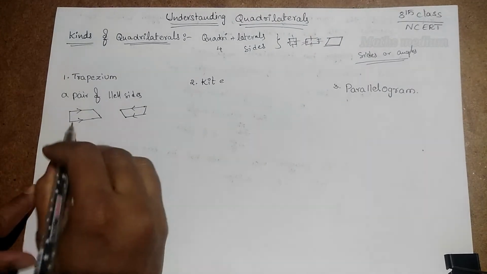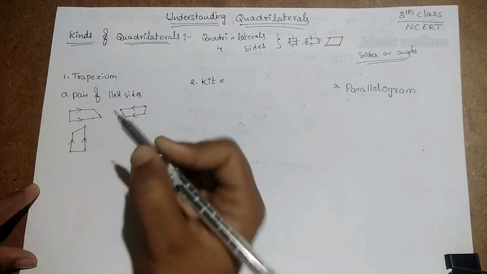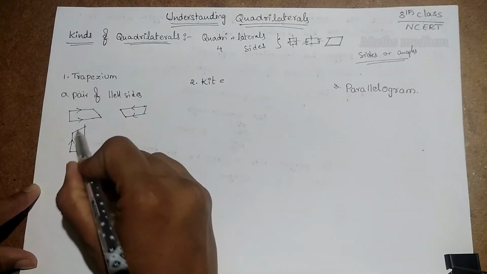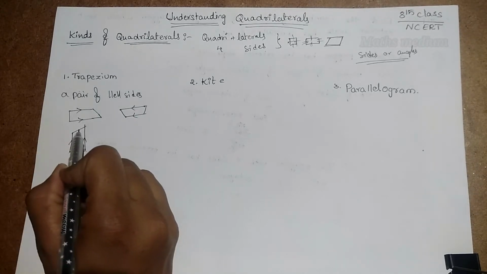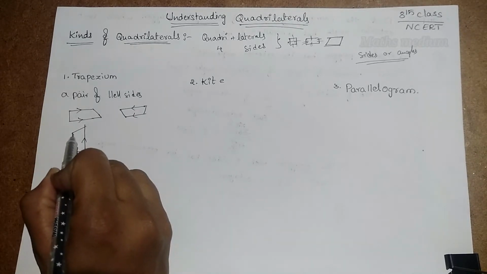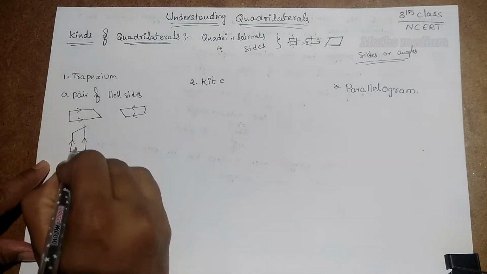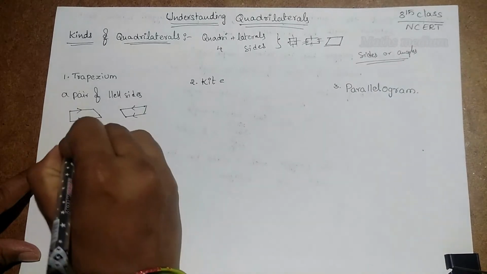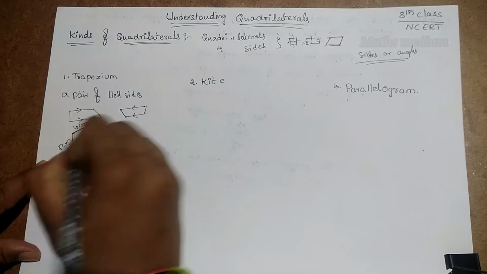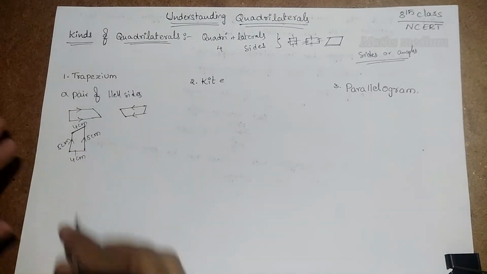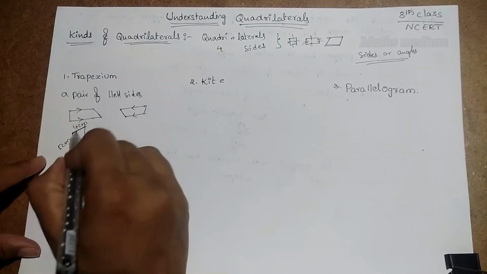If you take another diagram like this, this is one parallel line, this is one parallel line. But apart from these two, we don't have a parallel line, because this is straight, but this is making some angle with this side. So these are not parallel sides. These are not parallel sides but equal in length, for suppose this is 4 centimeters, this is also 4 centimeters, 5 centimeters and 5 centimeters.